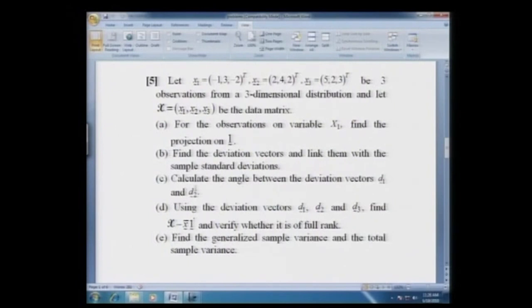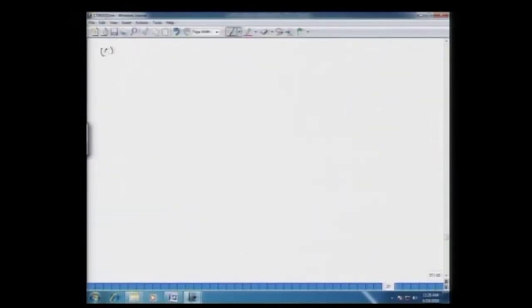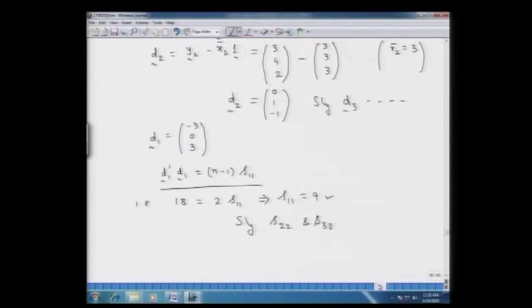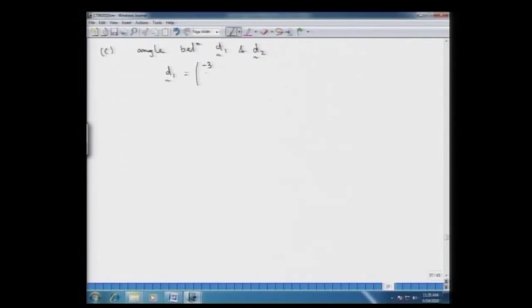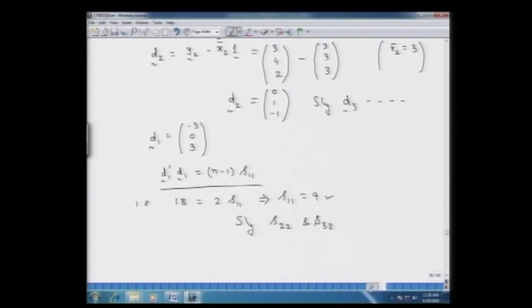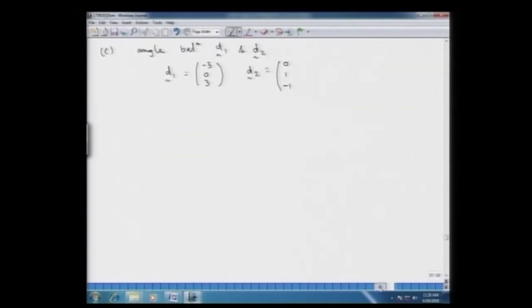In the third part of the problem, we are trying to calculate the angle between the deviation vectors D1 and D2. What we are now trying to find out in this part C is the angle between D1 and D2. Now, what are these vectors D1 and D2? D1 was given by this, minus 3, 0, 3, and D2, the deviation vector, was given by 0, 1, minus 1, 0, 1, minus 1, 0, 1, minus 1, right. So, we are trying to find out the angle between D1 and D2.